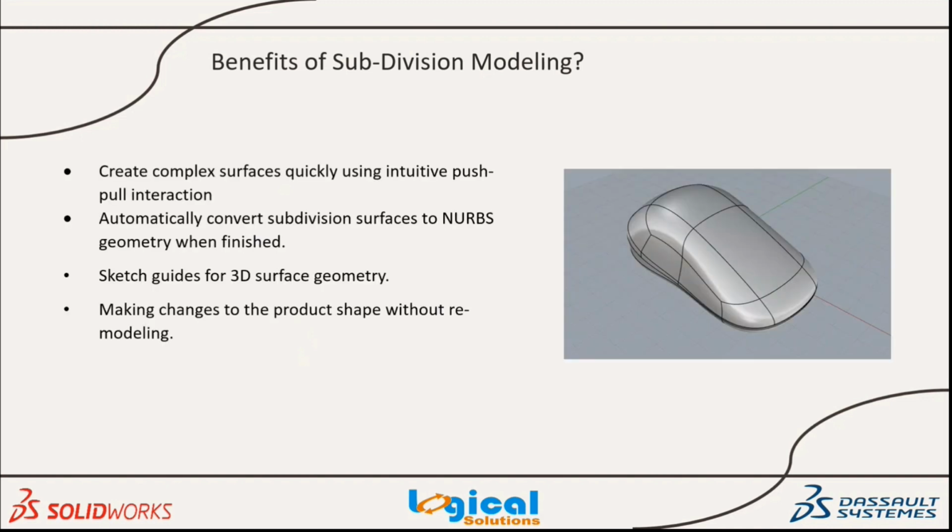We can create complex surfaces quickly with a simple push and pull interaction. Subdivision modeling helps you to automatically convert the subdivision surfaces to NURBS, that is, non-uniform rational B-spline geometries, when finished. We can also make use of simple sketch guides for 3D surface geometry. The major advantage here is we can just make changes to the product shape without remodeling it once again.